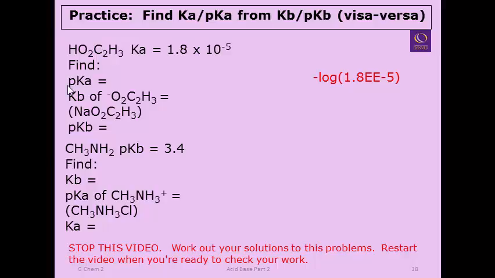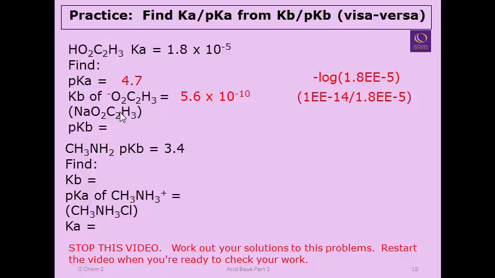Okay, remember, if you know the Ka, you can relate it to the pKa. It's minus log of the Ka equals the pKa. 4.7. Okay, the Kb of the conjugate base for this particular acid can be related by dividing it into the Kw of water, and I'm showing how you might enter this in the calculator. It comes out 5.6 times 10 to the minus 10.